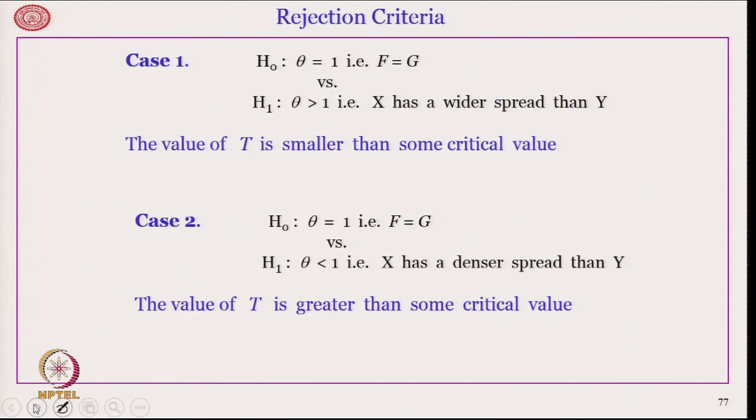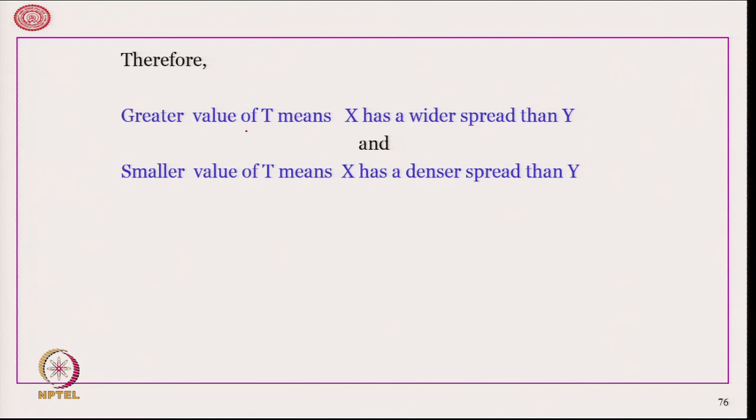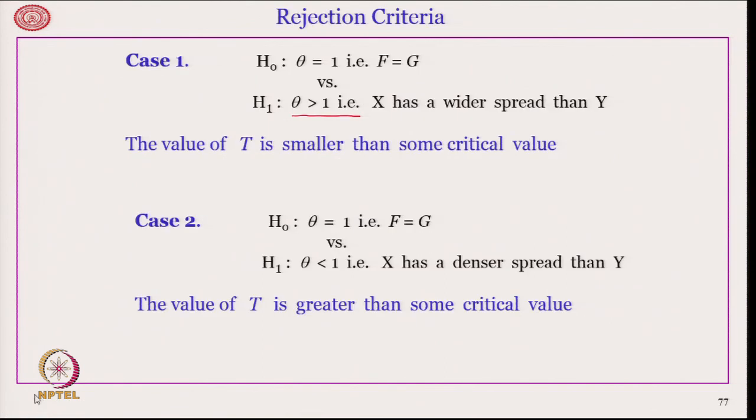Therefore, what is going to be the rejection region? Suppose the alternative is theta greater than 1, that is x has a wider spread, then in that case we have seen that greater value of t means x has wider spread. Therefore, we expect the value of t should be big, but it need not be the maximum, it can be somewhat less. But if it is too small, then we will have to reject the null hypothesis in favor of the alternative. Therefore, the critical value is going to be that t is less than some c alpha.